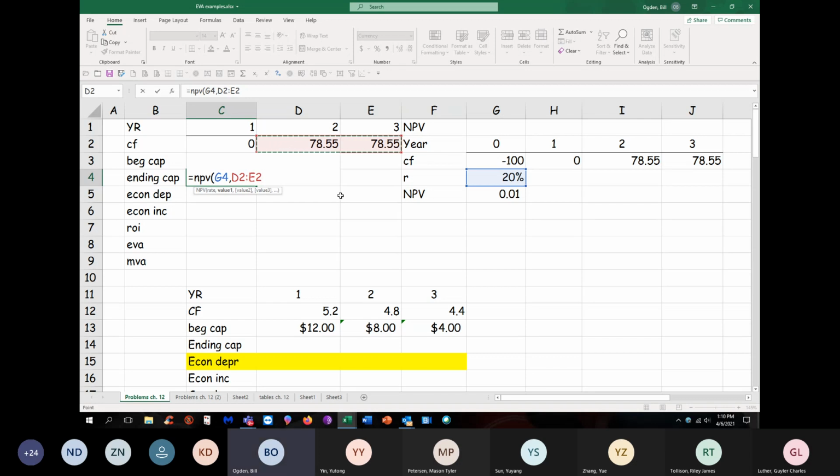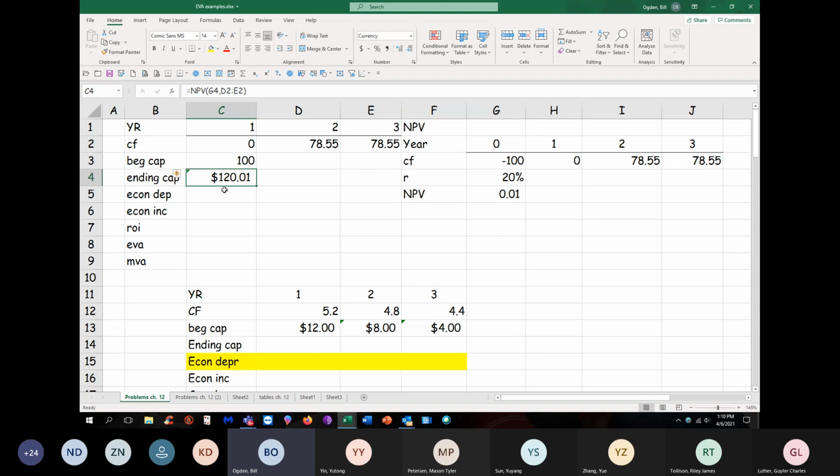All right. And so this project is worth 120.01. All right. So how much value did this beginning capital lose throughout year one?